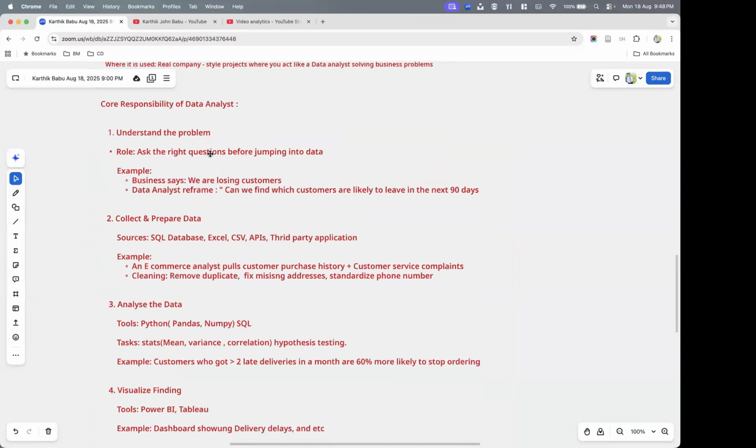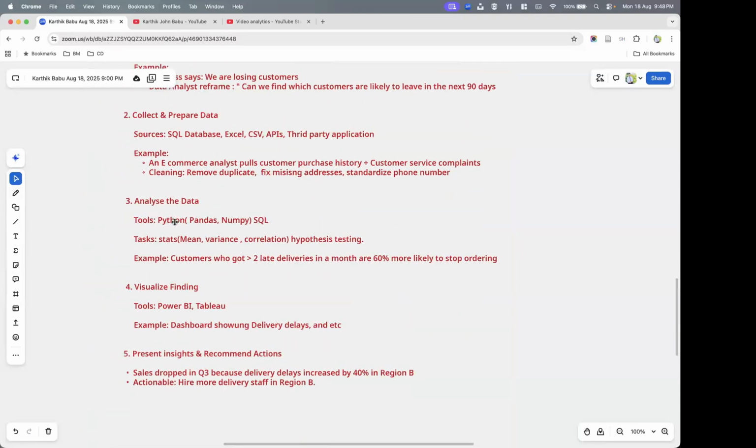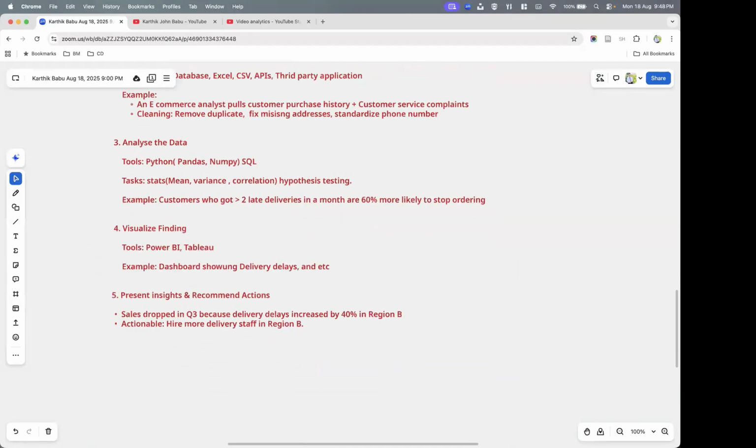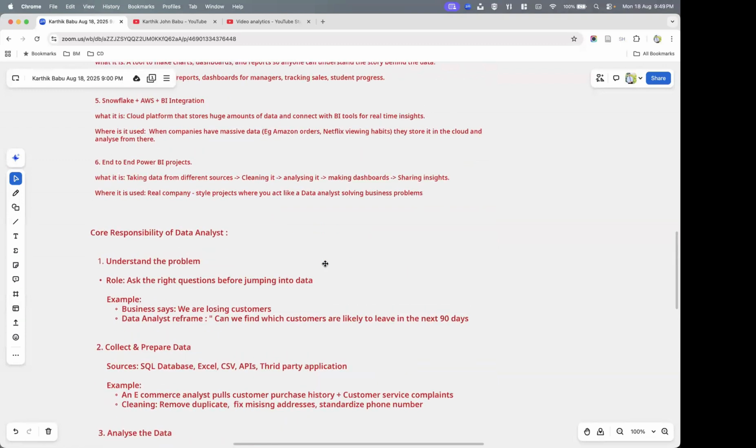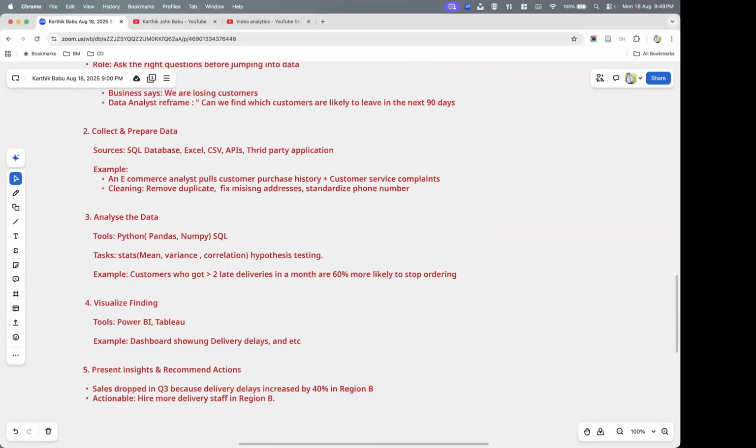Quickly understand the problem, collect and prepare the data, analyze the data, visualize the findings, and present insights and recommend actions. Clear? Did you understand the core responsibility of a data analyst? Yes, sir. Okay.